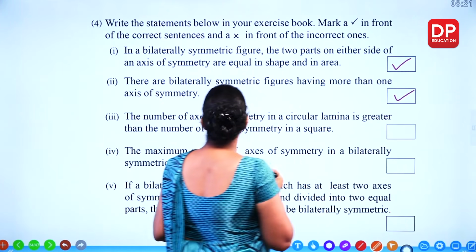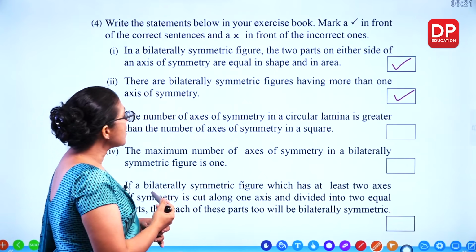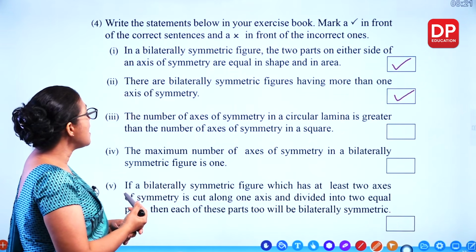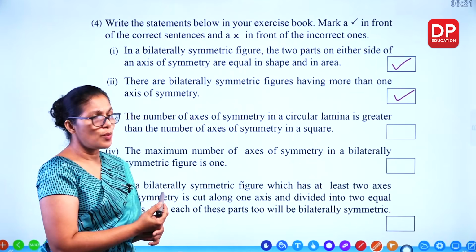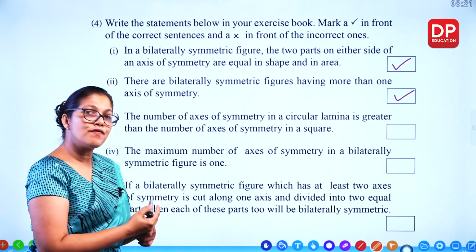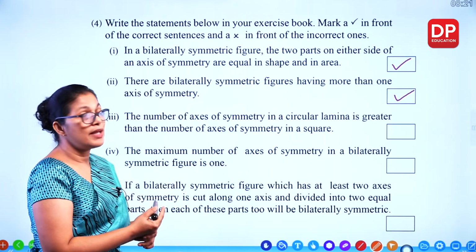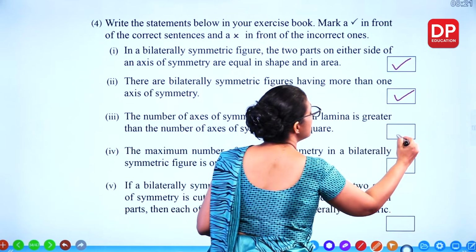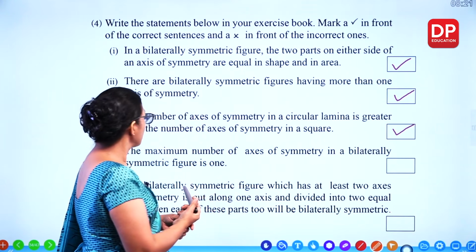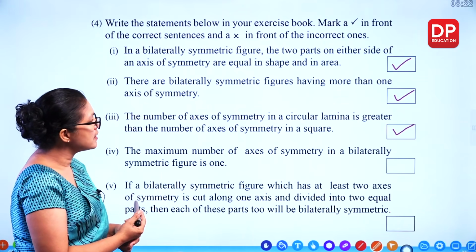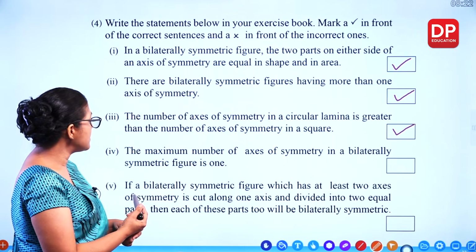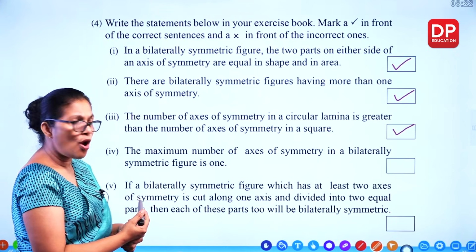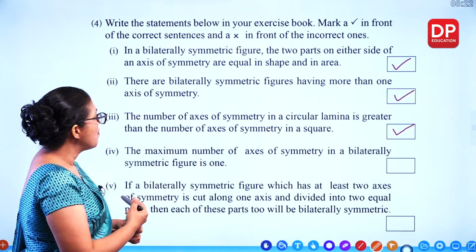That's correct. The number of axes of symmetry in a circular lamina is greater than the number of axes of symmetry in a square. In a square, you get 4, but in a circle, you get infinity number of axes of symmetry. So that's greater. The maximum number of axes of symmetry in a bilaterally symmetric figure is 1. That's wrong. You can get more than 1.